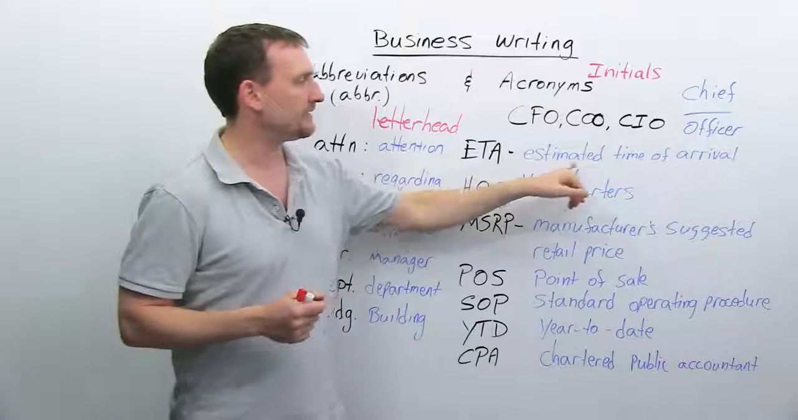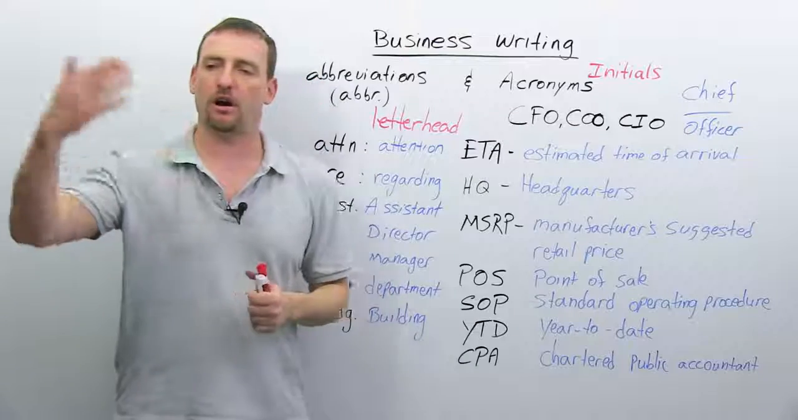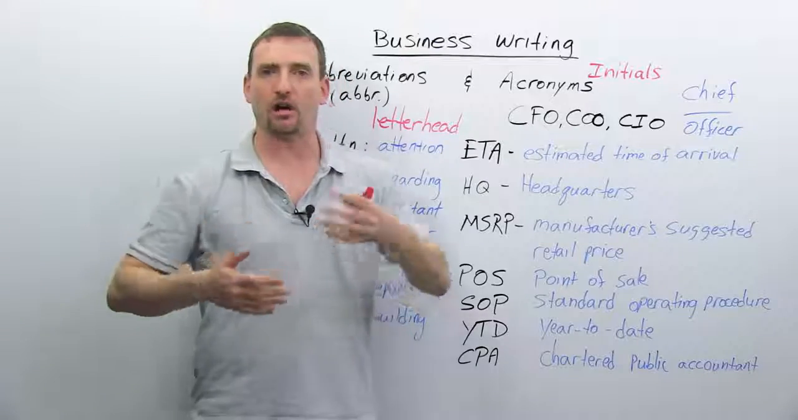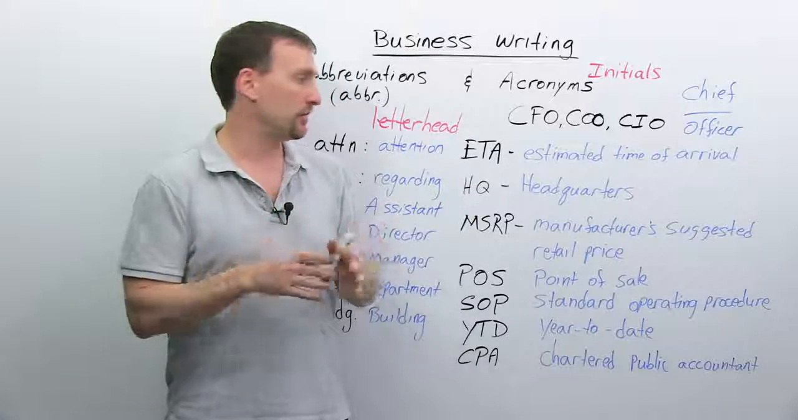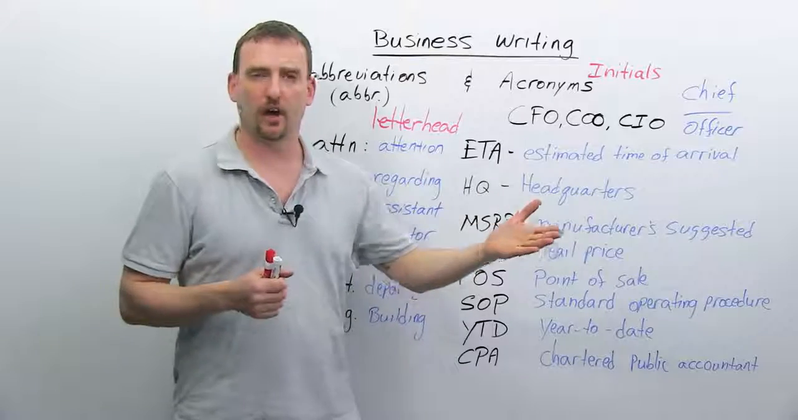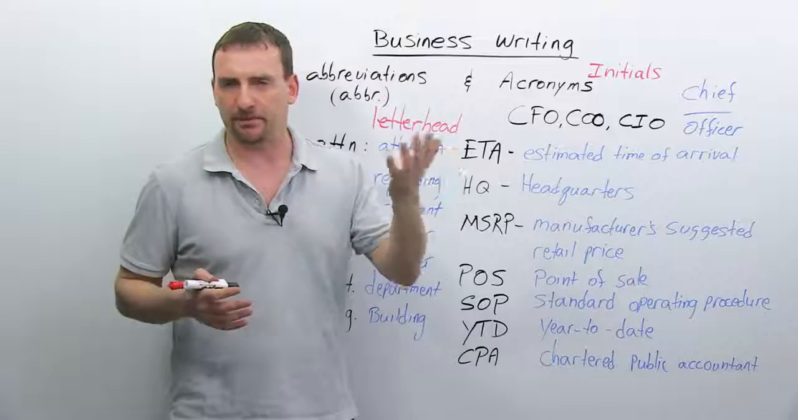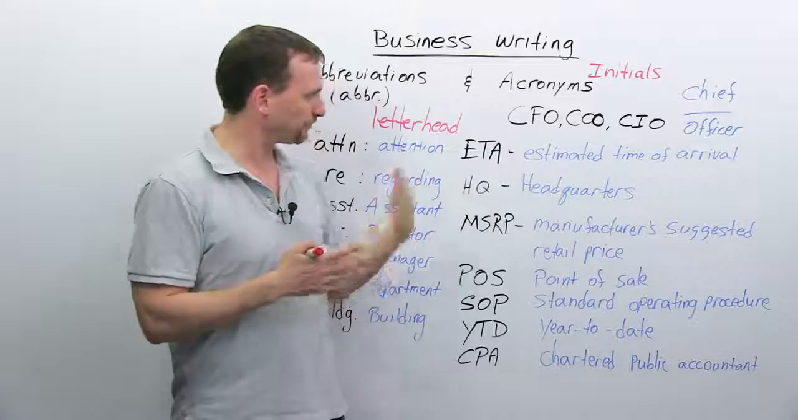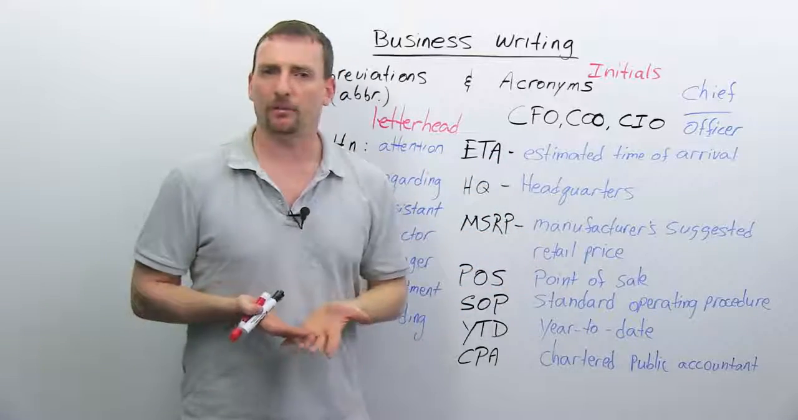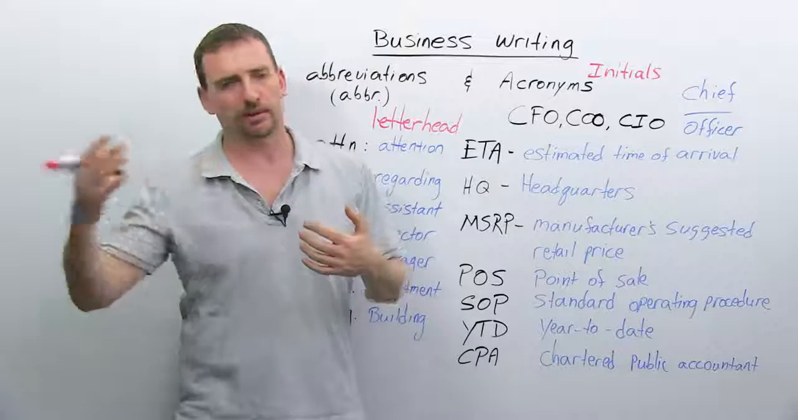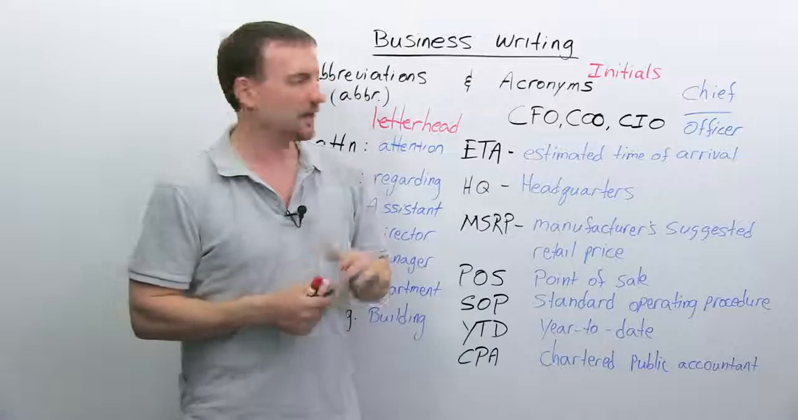ETA, estimated time of arrival. So you call a delivery person or you call a client and you want to inform them or you want to find out when the product will arrive. So you say, I call Amazon, my book hasn't arrived yet. And I say, what's the ETA on my book? And they write back, oh, it'll be there sometime next week.